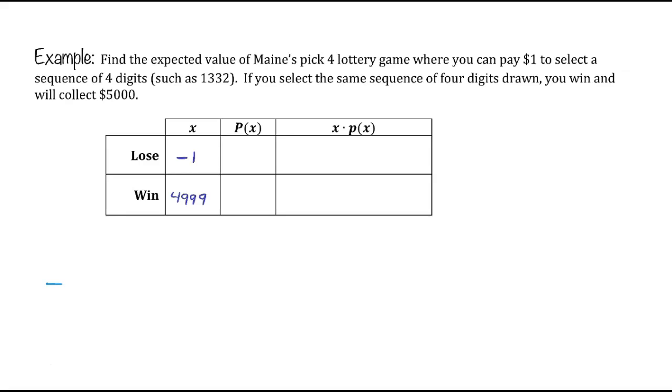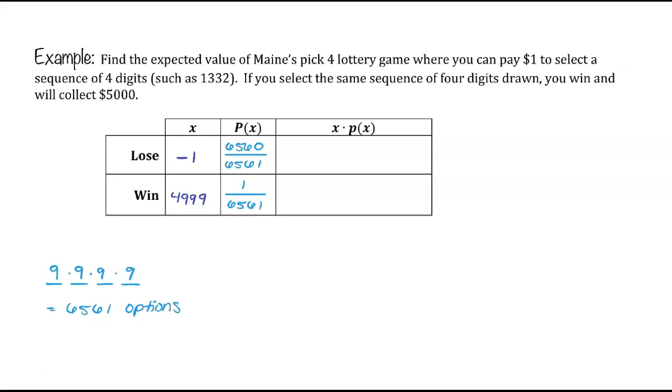Now let's calculate the probability of winning and losing. How many different ways can we choose 4 digits numbered 1 through 9? We have 9 options for the first digit, 9 options for the second, third, and fourth, for a total of 6,561 different options. Only one of these options is correct, so the probability of winning is 1 divided by 6,561, and the probability of losing is 6,560 out of 6,561. That is, there are 6,560 ways to lose out of 6,561 options.